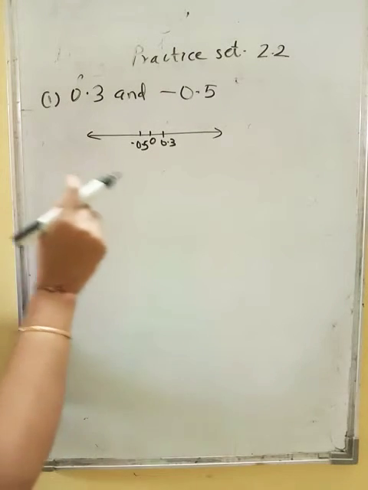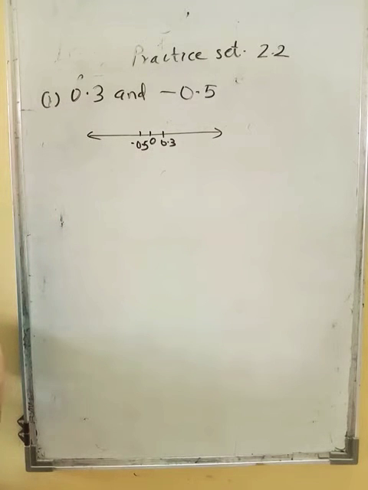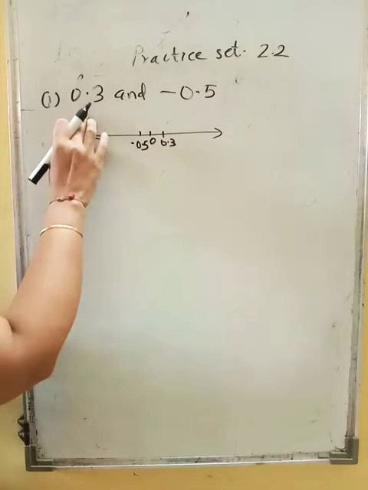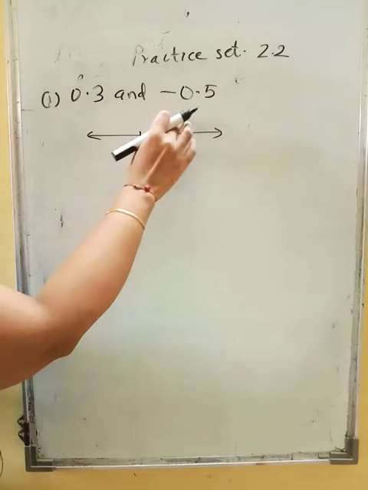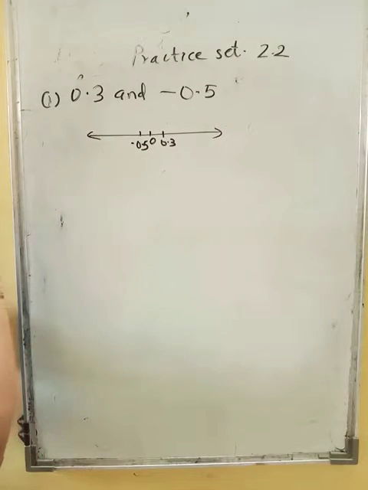Practice set 2.2. Last question, the first one. We have to find three rational numbers between 0.3 and minus 0.5. So such numbers are there.